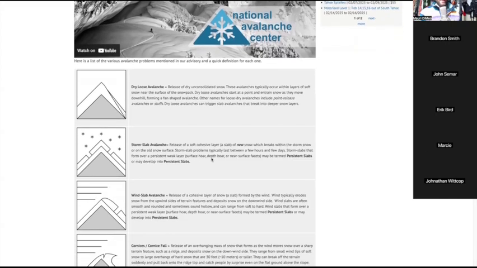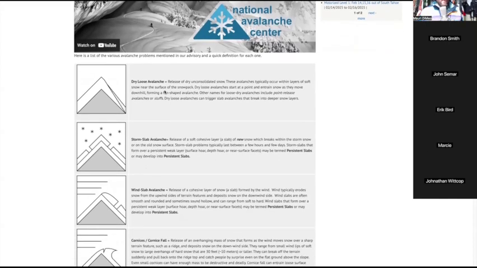So, a dry loose is like that slough that I talked about at the beginning of this lesson, where you have a little bit of snow that's going to run down a steep slope. It's not really connected together. It's not usually a problem unless it catches you or takes you off your feet, which it can do in consequential terrain, being an area over a cliff, for example.